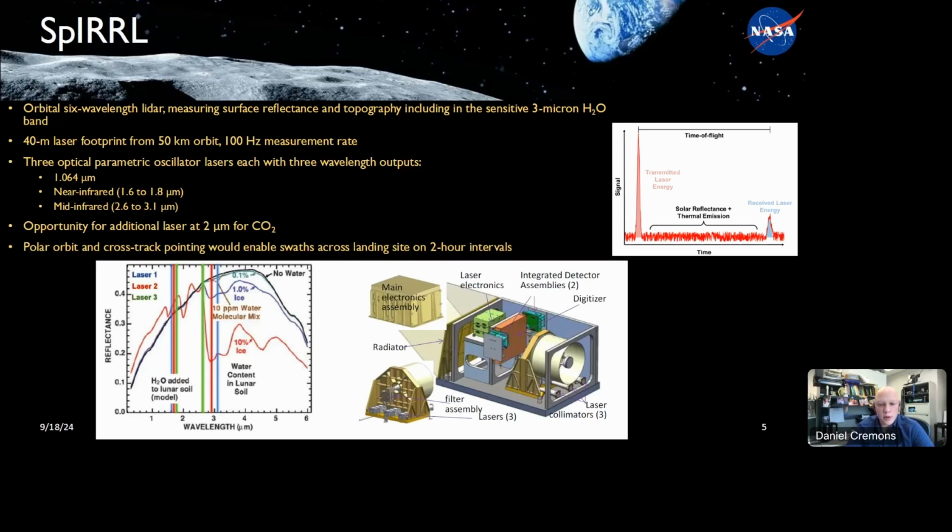And again, the goal here would be we put an instrument like this in a polar orbit, and we use some cross-track pointing to take swath measurements across the landing site. And that would be on something like a 2-hour orbit interval, similar to LRO. So we're measuring a very limited swath in terms of width. Our beam is only about 40 meters wide, but we measure at a high rate, 100 hertz or so. And so we have contiguous coverage of the surface. And so we can use this cross-track pointing to move our laser swath right across the landing site, and again do these measurements that are independent of lighting. Next slide, please.